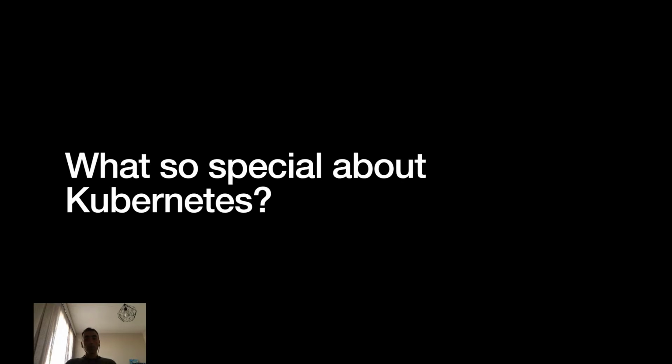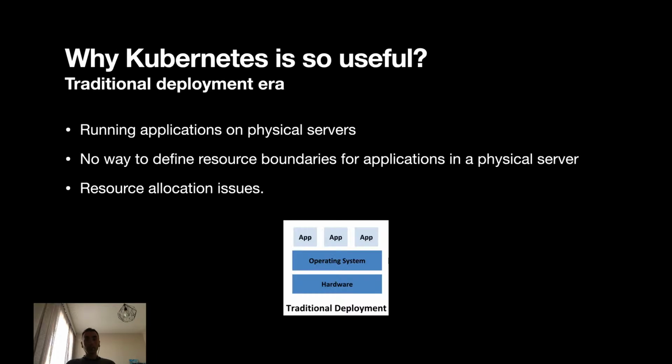So what's so special about Kubernetes, or in general about containers? If we take a look into the traditional deployment era, when we were deploying, the applications were running in physical servers, and there was no resource allocation. You couldn't allocate specific resources for a running application, and the boundaries of the resources were kind of loose. There was no way to define how many resources the application will be using, and how many applications to run, and all that kind of thing.